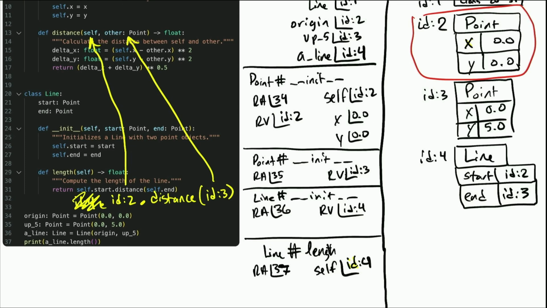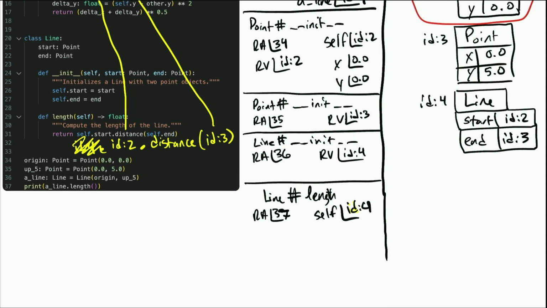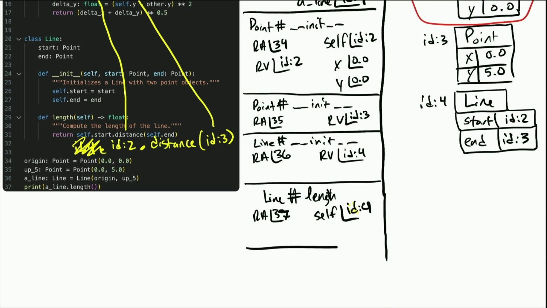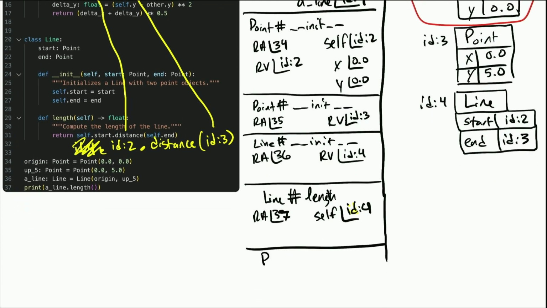So we jump into distance, but we need to set up this frame, right? So this is another method call. And we don't yet know what line length is returning. We've dropped our bookmark there. We're calling this method, and now we're calling the method of point distance. So the point class's distance method.